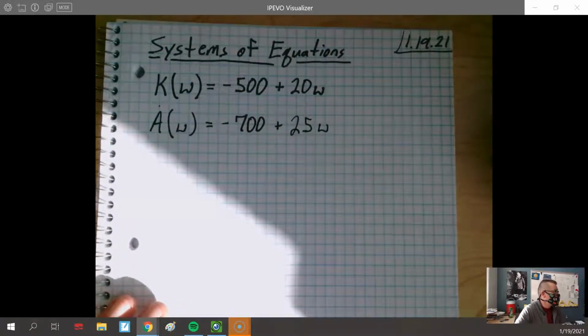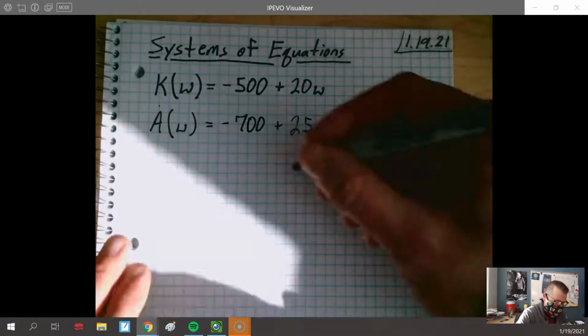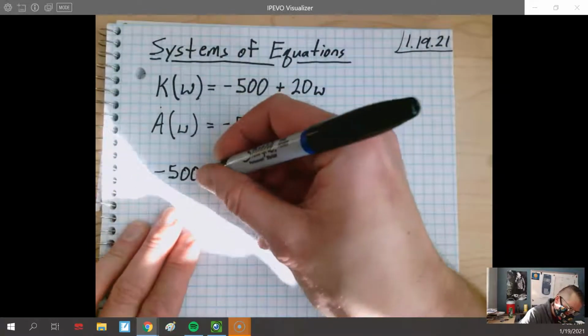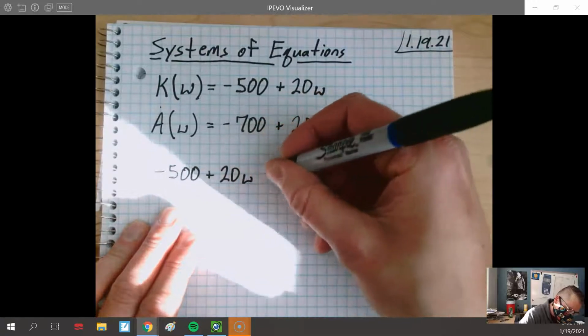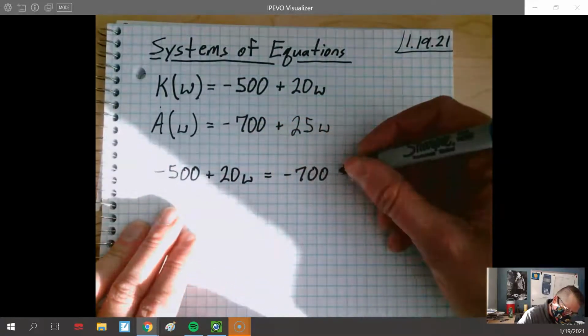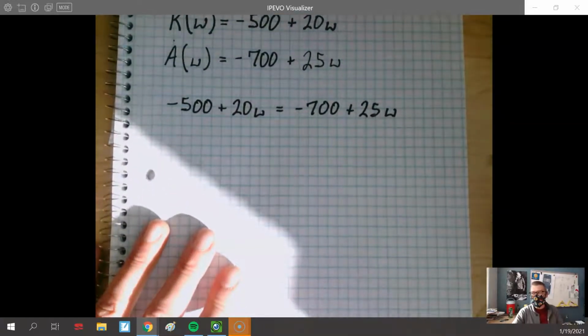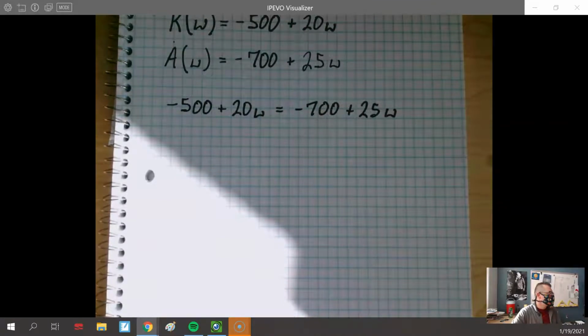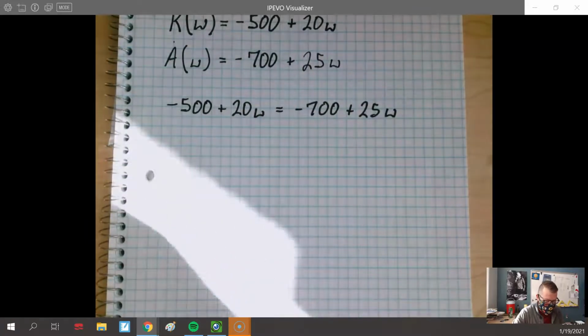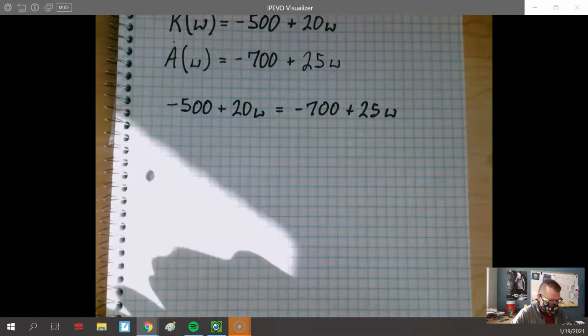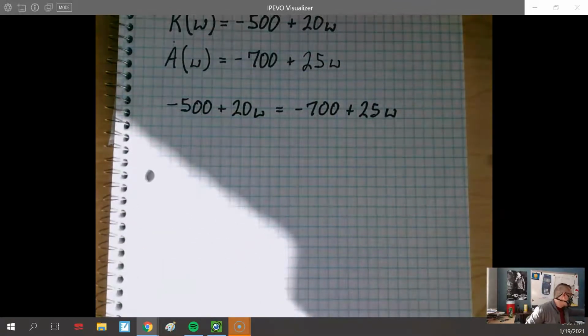So what they find out is they have actually made the same amount of profit. So they set their functions negative 500 plus 20w equal to negative 700 plus 25w. Now people there are very skeptical. They're like, really? The same amount? Didn't you guys invest for different amounts and don't you guys sell for different amounts? So somebody challenges you to do the math. And you're like, all right, fine.